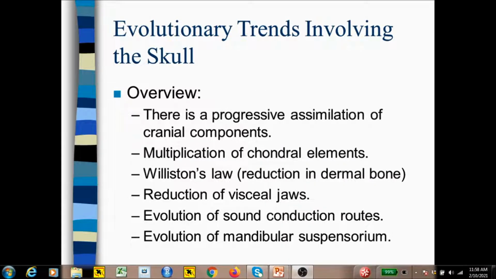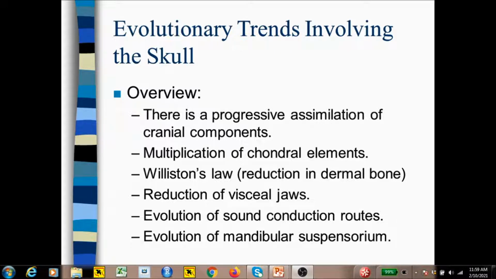We've been talking about the evolution of the skull, and what I'd like to do now is recap some of what we've already covered, and then draw your attention to a couple of key points that I think are most important. So let's just take a very brief overview.